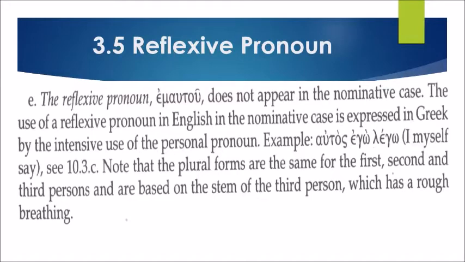Let's proceed to the reflexive pronoun. The reflexive pronoun, emautou, does not appear in the nominative case. The use of the reflexive pronoun in English in the nominative case is expressed in Greek by the intensive use of the personal pronoun. Example, let's read. Autos ego lego. Means I myself say.